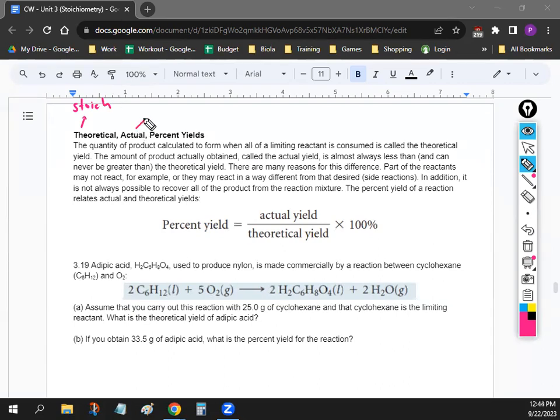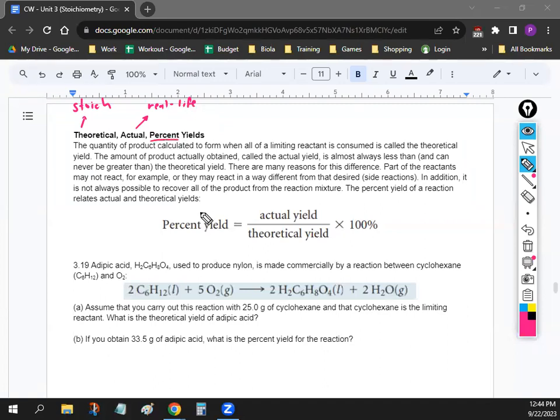Okay, but in real life, you can never make the theoretical yield because chemistry is just not 100% efficient. Sometimes the chemicals won't mix all the way. You make errors as a human. There's material errors, things like that. So we determine the amount that we actually make, called the actual yield. So this is what we get in real life.